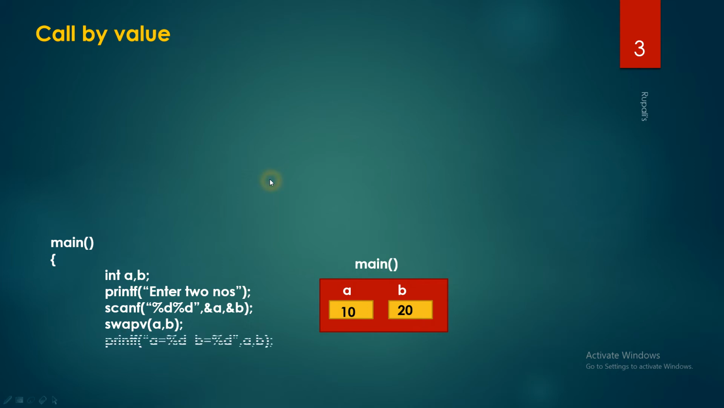Now in the main function, when you want to print the values of a and b, what will get printed? See, it is still 10 and 20. So 10 and 20 will get printed. The changes did not occur in these variables. So this is the disadvantage of call by value. I can't swap the values of a and b by the swap v function.